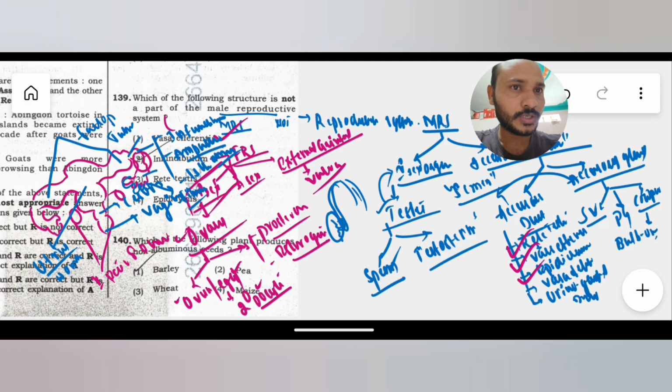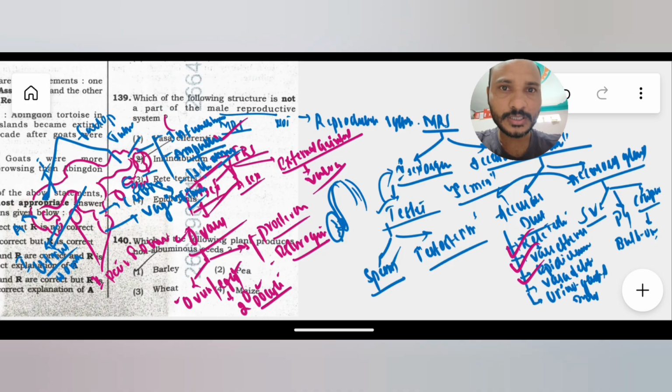At the ampulla and isthmus junction only, fertilization will occur. Here, first, for example, this part is called the infundibulum, this part is called the ampulla, and this part is called the isthmus. So fertilization generally occurs at the junction of the ampulla and isthmus.